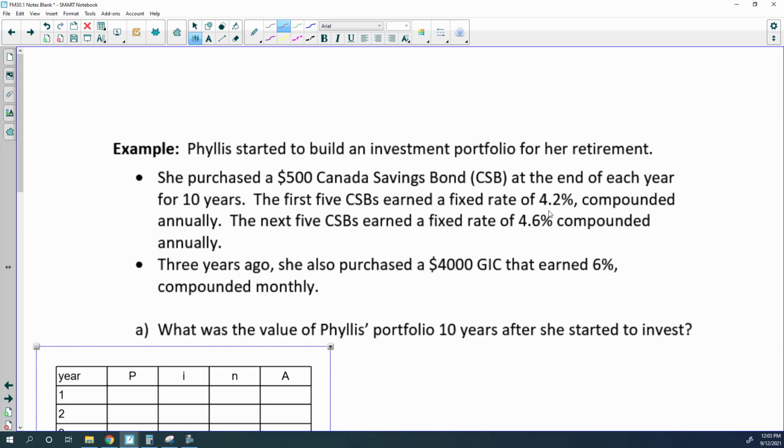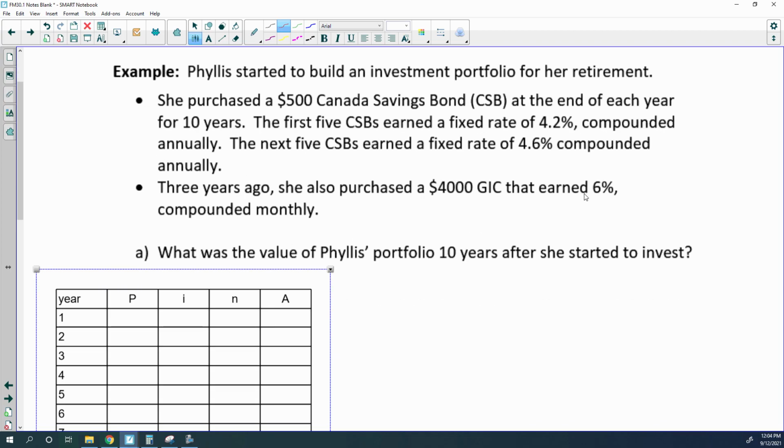Our example is that Phyllis started to build an investment portfolio for her retirement. She purchased a $500 Canadian savings bond at the end of each year for 10 years. The first 5 Canadian savings bonds earned a fixed rate of 4.2% compounded annually, and the next 5 earned a fixed rate of 4.6% compounded annually. On top of that, 3 years ago she also purchased a $4,000 GIC that earned 6% compounded monthly. We want to know the value of Phyllis's portfolio 10 years after she started to invest. We're going to focus on the Canadian savings bonds first, and then we'll do the GIC second.